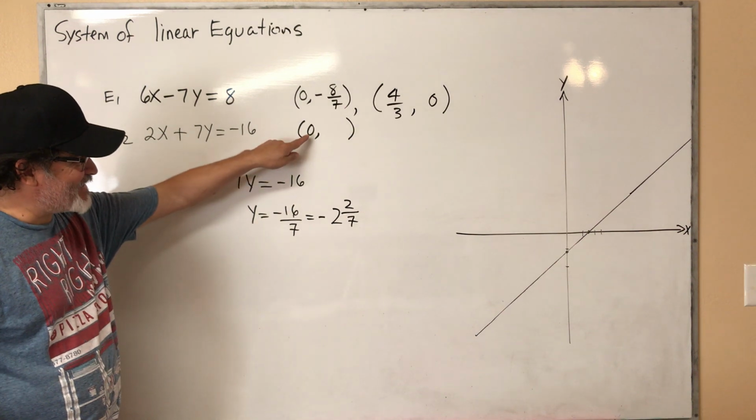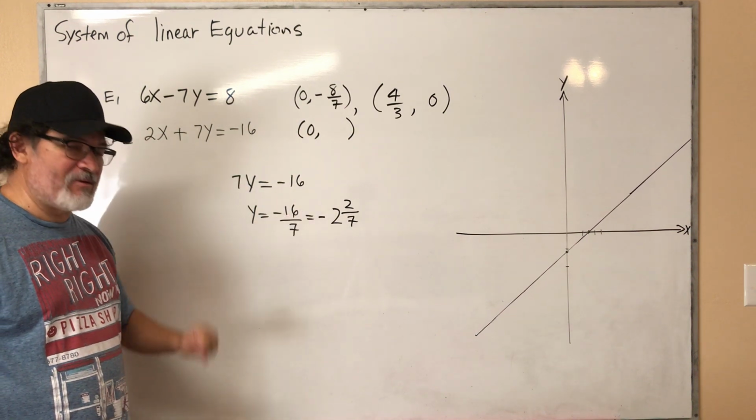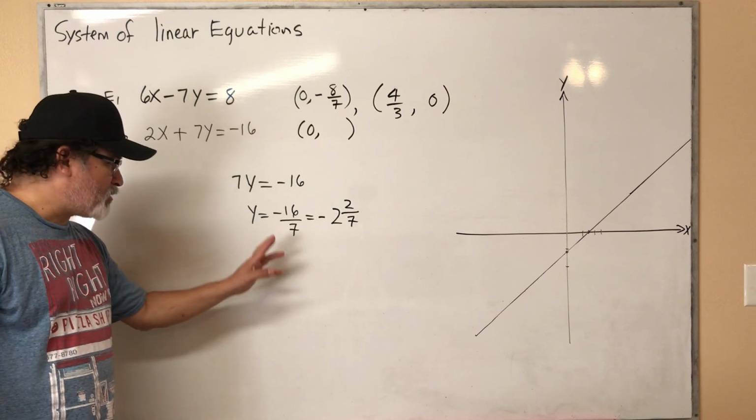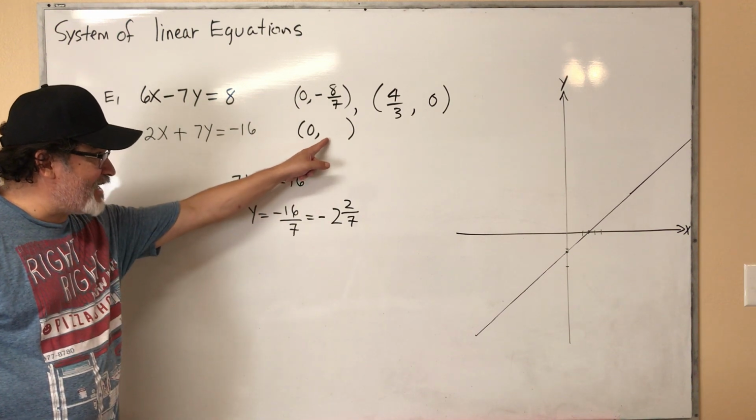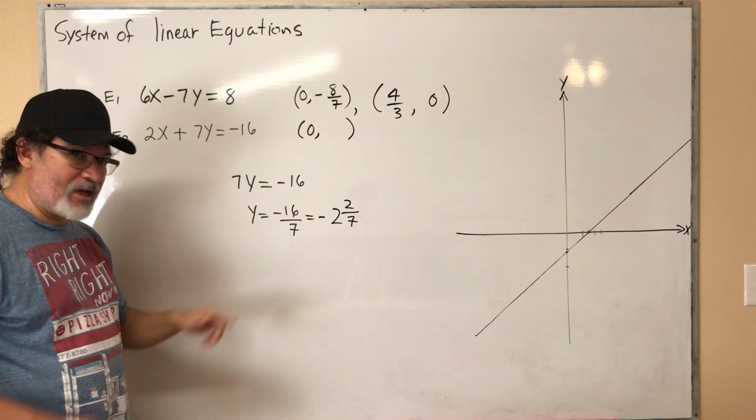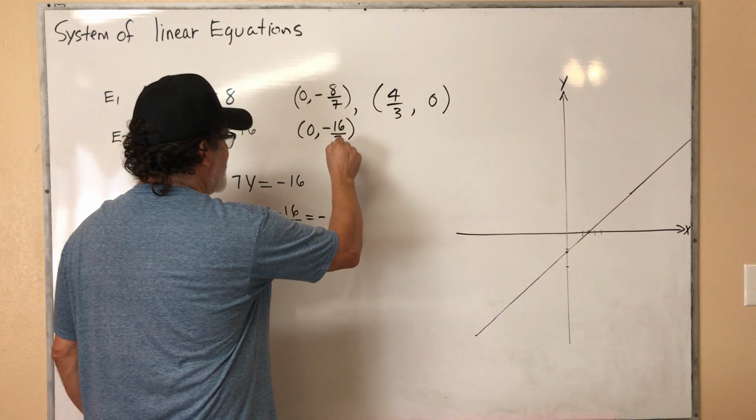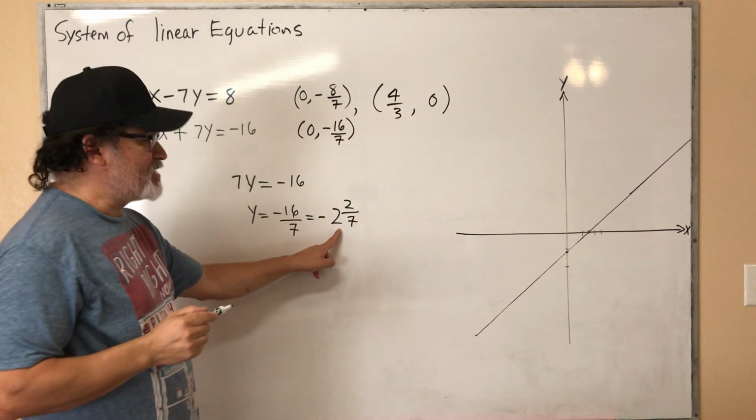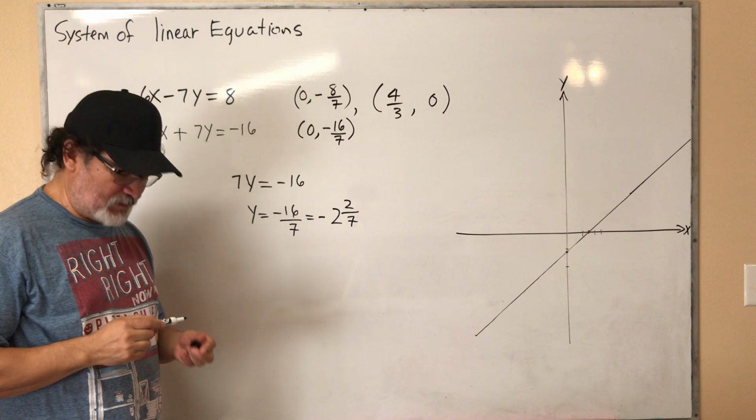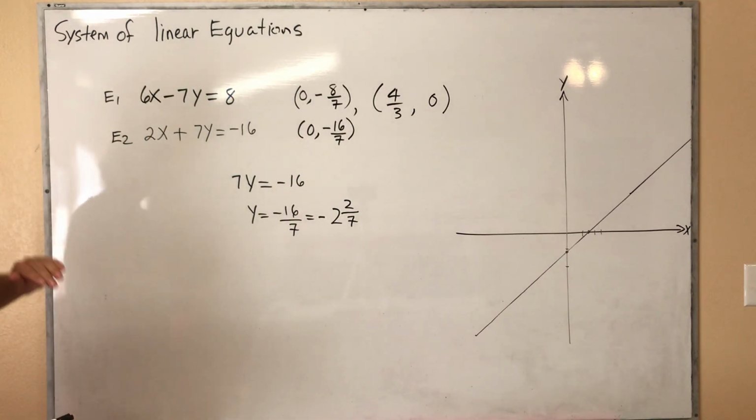So when x is 0, y is -2 2/7. But we don't write it like this when you write it as a point. Just write this, okay? So therefore this is -16 over 7. We know what it is. It's -2 2/7. Okay? So we found a point.